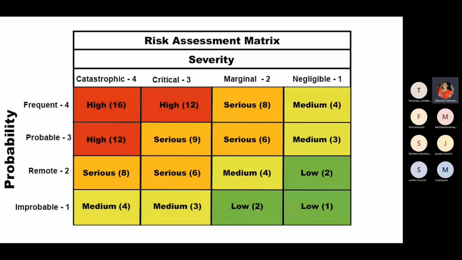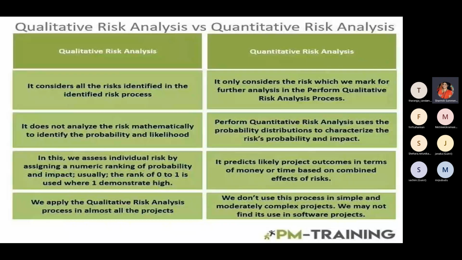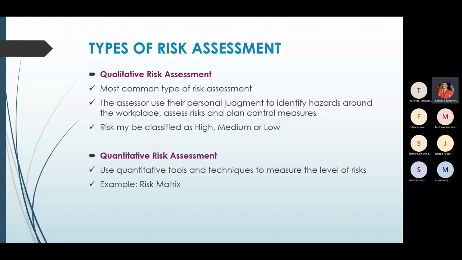So this is what we call a quantitative risk assessment. Here you can see the difference between qualitative risk analysis or assessment and quantitative risk analysis. You can go through it here. The basic idea is that qualitative means they gather information through observation and formulate the plan. And quantitative means that with calibrated, specified tools, instruments or measuring techniques, they identify and tell about the risk. For example, the risk matrix. So this is regarding the types of risk assessment.